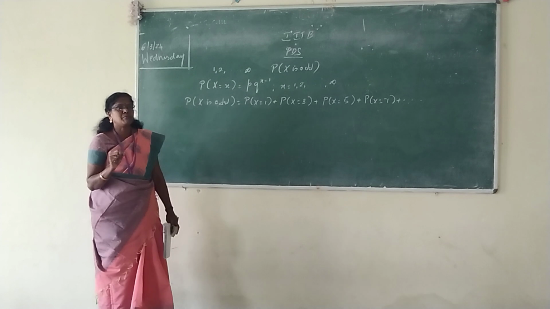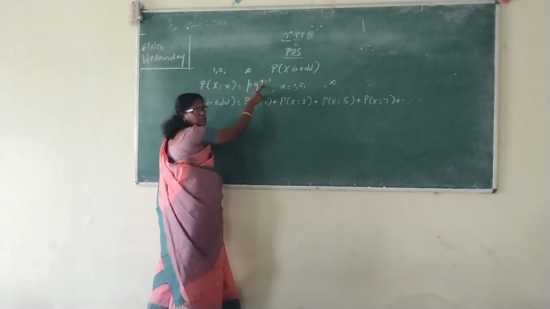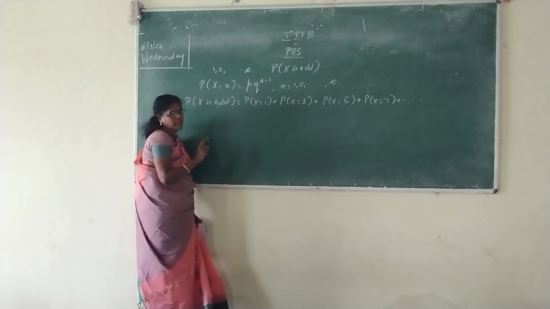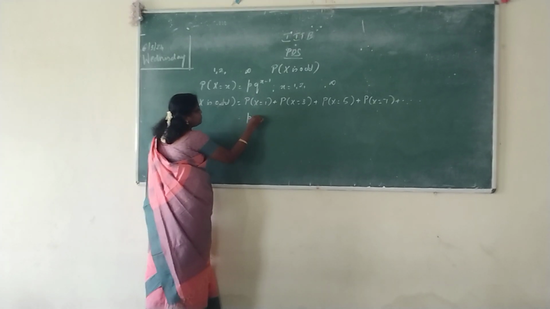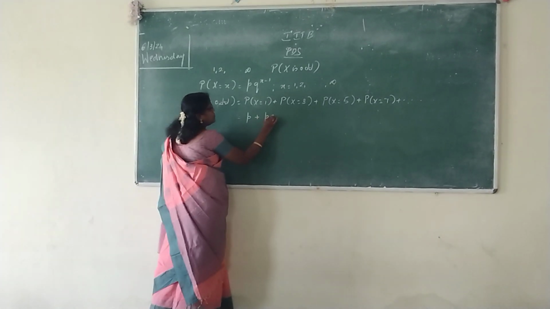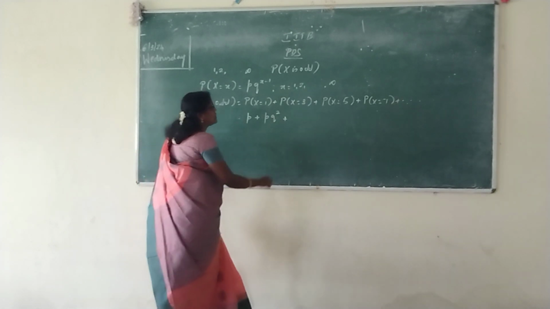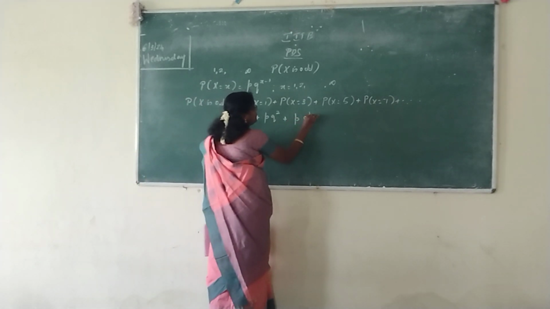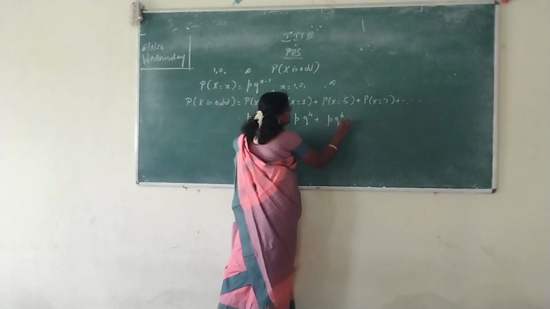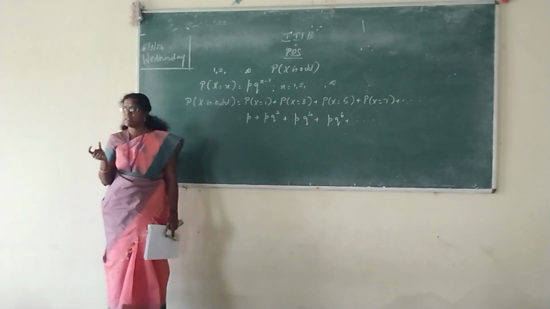Now for each case substitute the formula. What is the first one? X equal to 1 means q power 0. What is q power 0? 1. So it is simply 1, plus x equal to 3: P q square. X equal to 5: P q power 4. X equal to 7: P q power 6, plus etc. up to infinity. Now we have to simplify this and give a simplified answer.